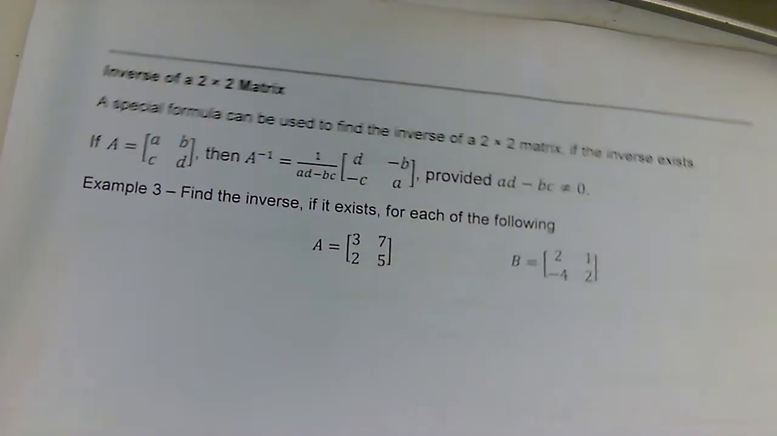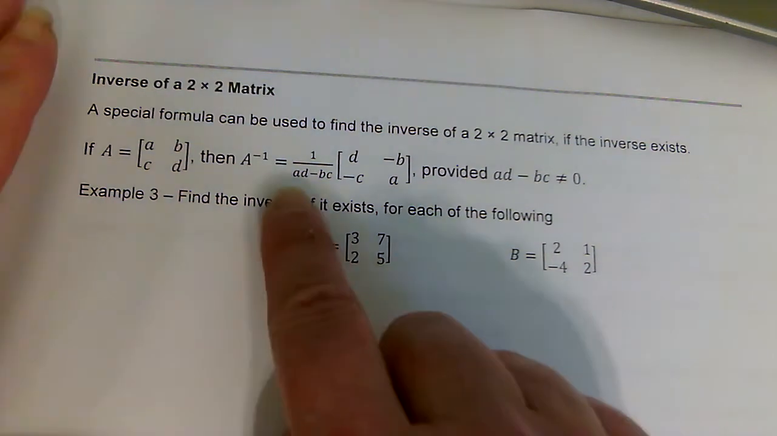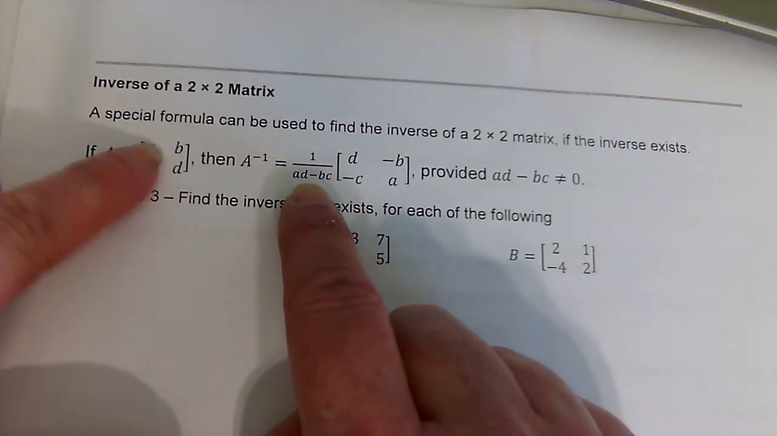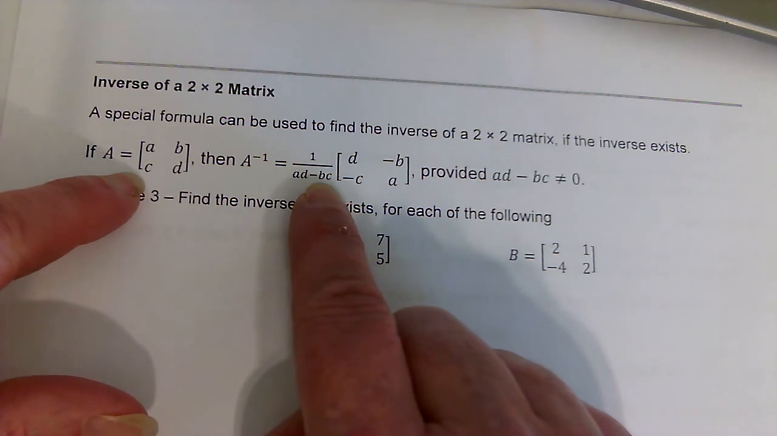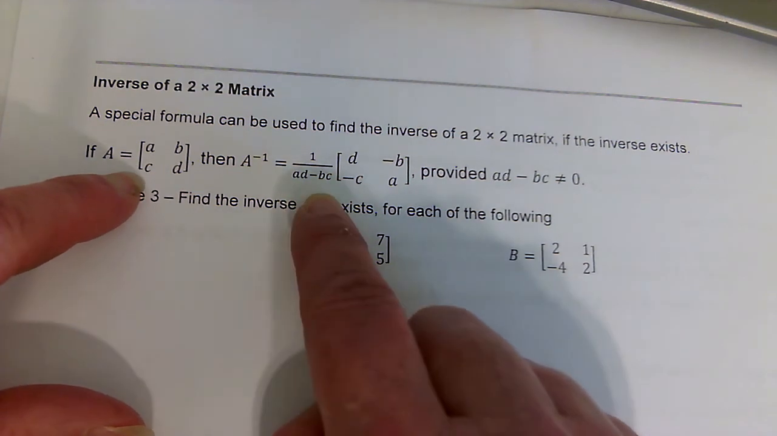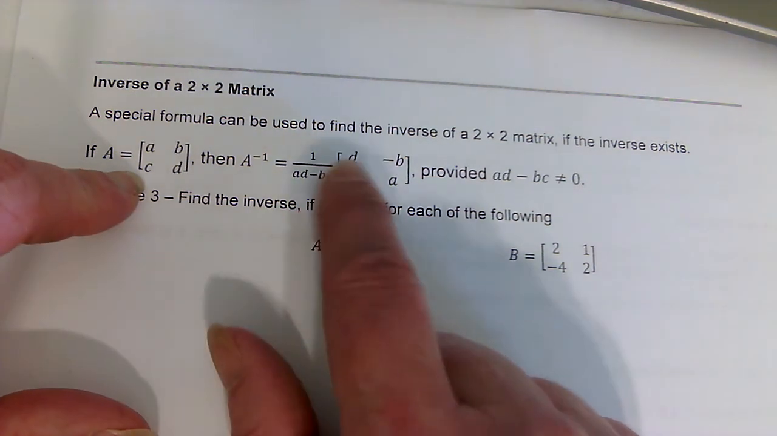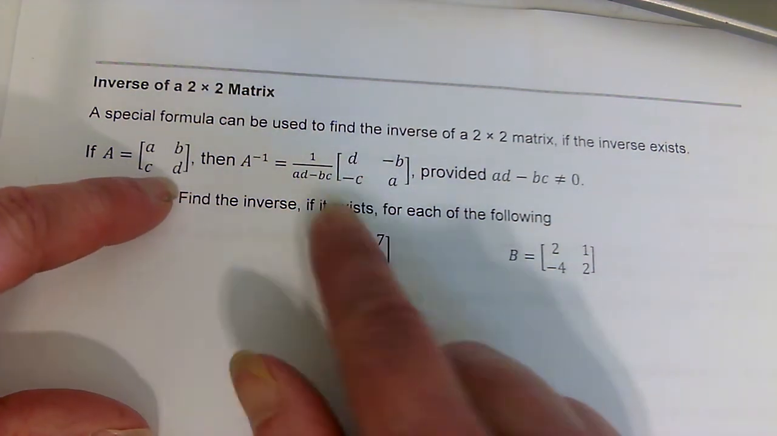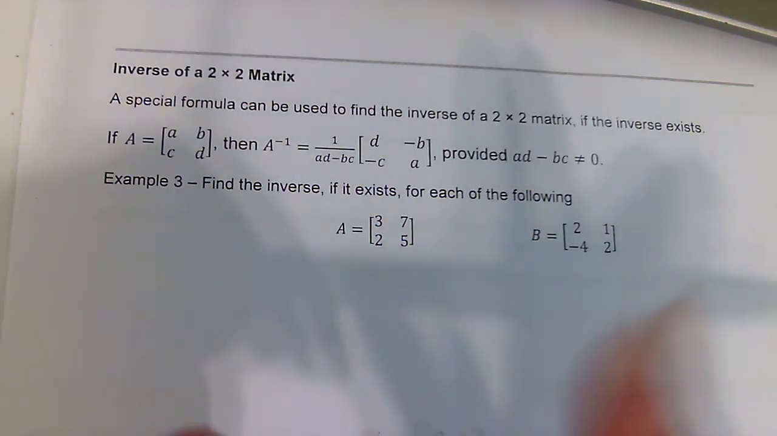Now there is a formula to find it with a 2 by 2 matrix. So if you didn't have a calculator, you could use this formula. The formula says we're going to take AD, that diagonal, minus BC, 1 over that difference. And then we're going to rearrange our matrix just a little bit. So let's look at how that would work.